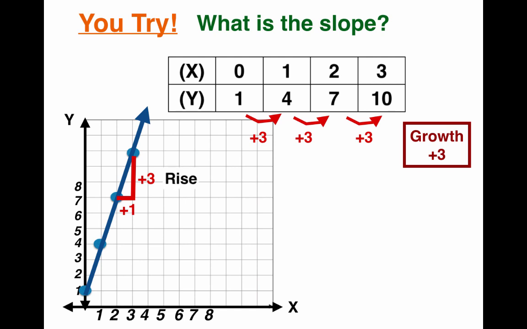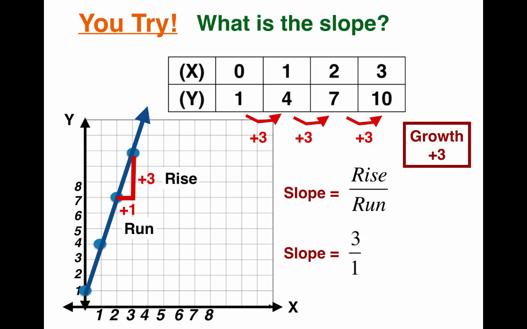So that rise and run are going to make a fraction. We're going to write slope equals rise over run. Slope equals 3 over 1. And 3 divided by 1 is 3. So our slope number and our growth number match up again, just like they're supposed to. The steepness of this line is a steepness of 3.